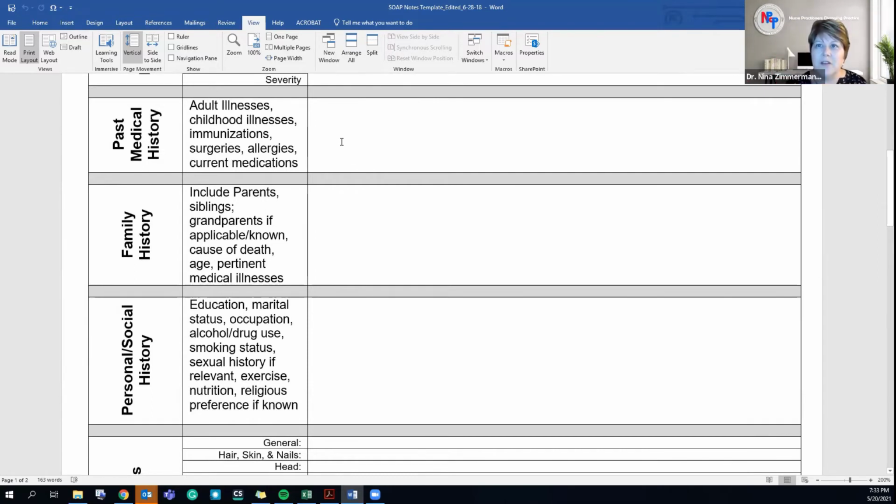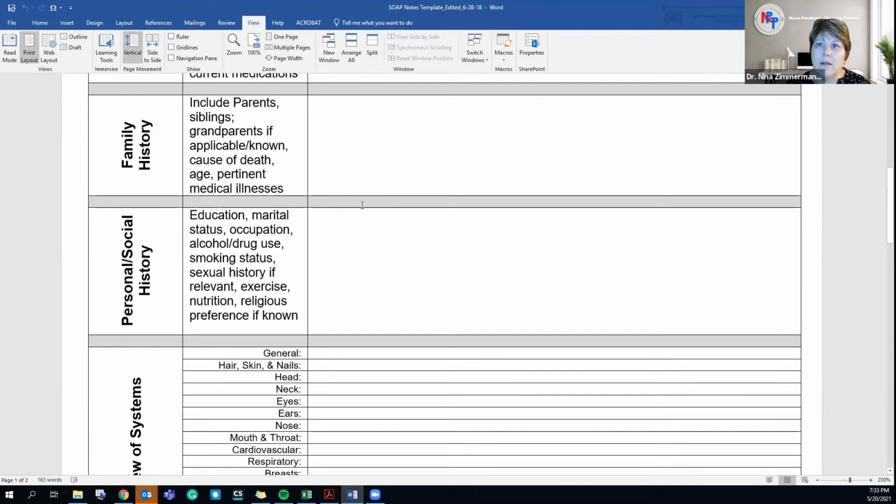So your past medical history is perfect if they're in clinic. They're not going to have access to their health record outside of the clinic, so they can jot a few things down. And you don't have to get every single solitary thing down, just a few things. Have you had any surgeries? Are you up to date on all your immunizations? Do you have any allergies? What medications are you taking?